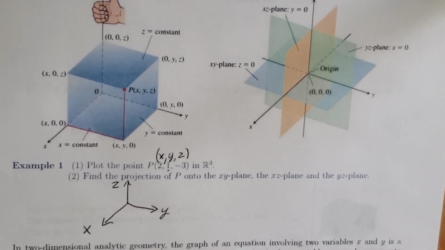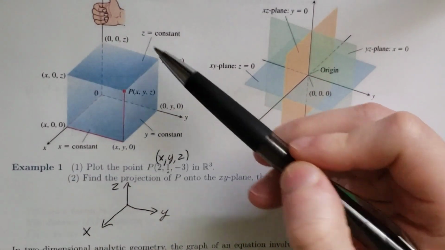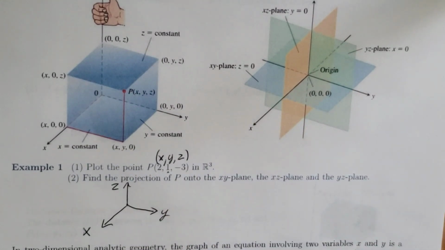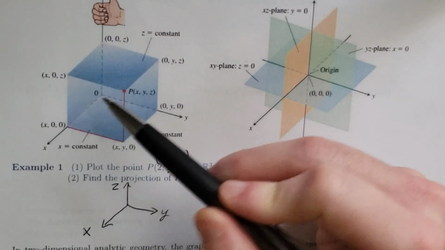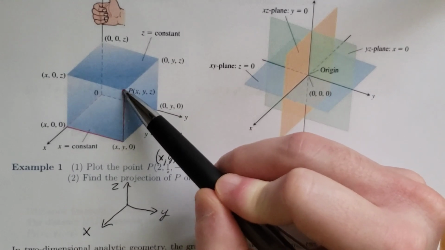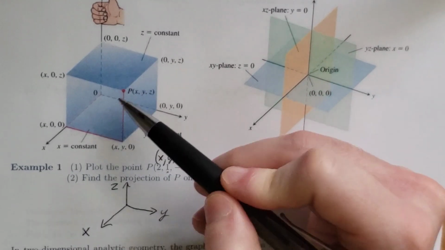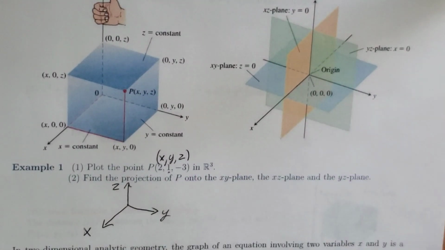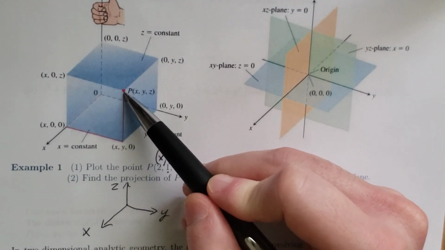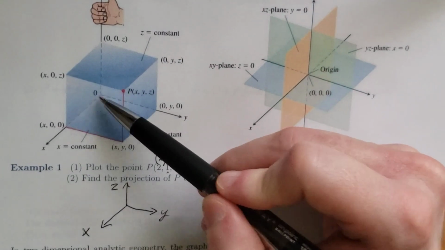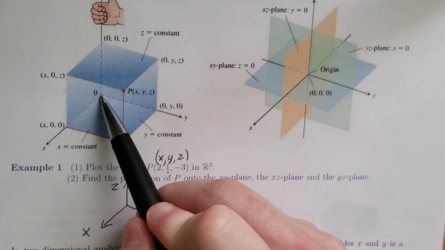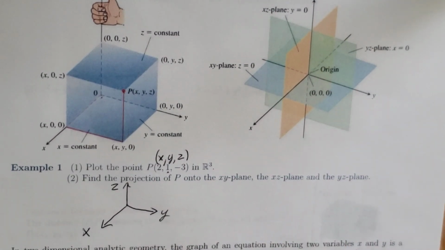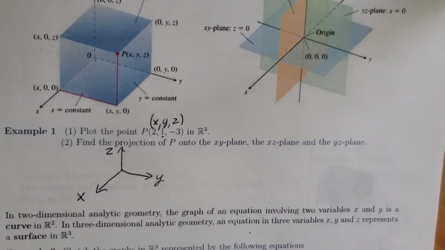And if you look back up here at this picture, this gives us an idea of how we want to draw a point in 3 dimensions. What we can do is build a 3-dimensional rectangular prism, and the point we want to draw, P, is going to be at the opposite corner of this rectangular prism from the origin. Okay, so let's do that.